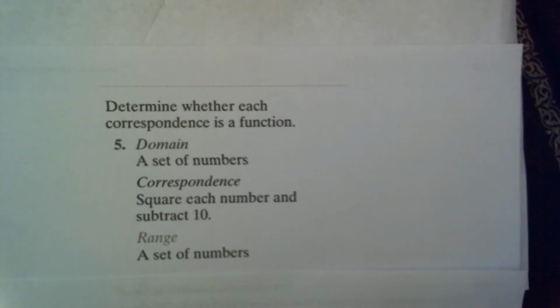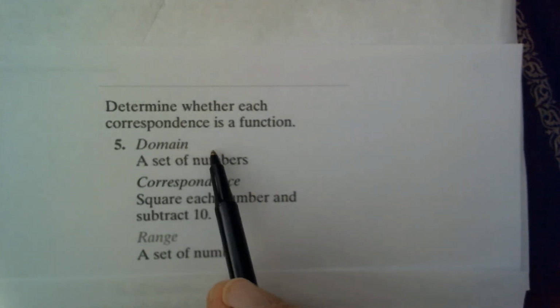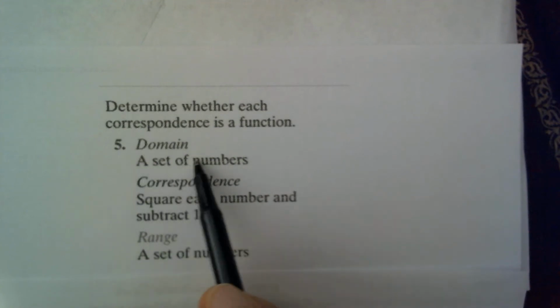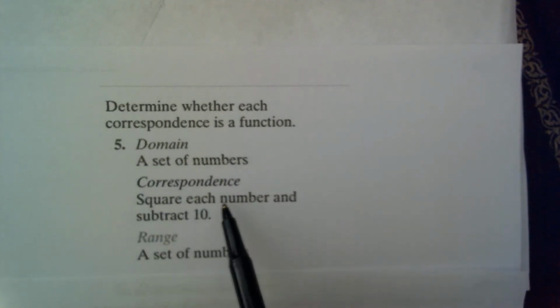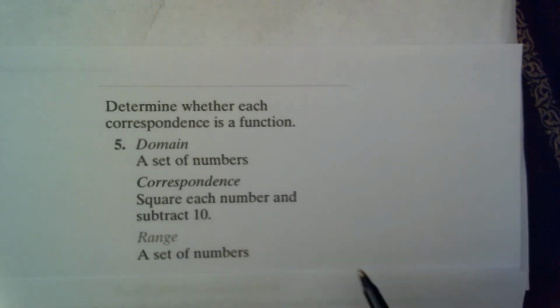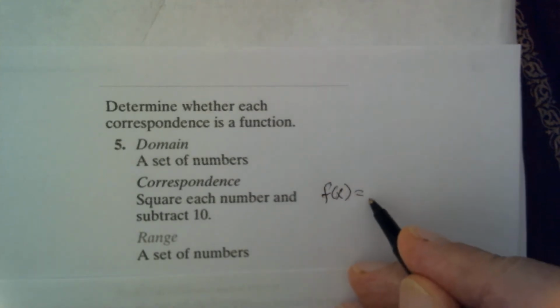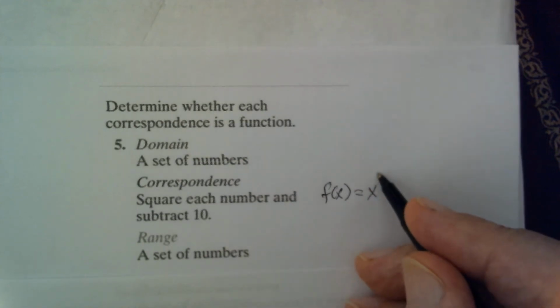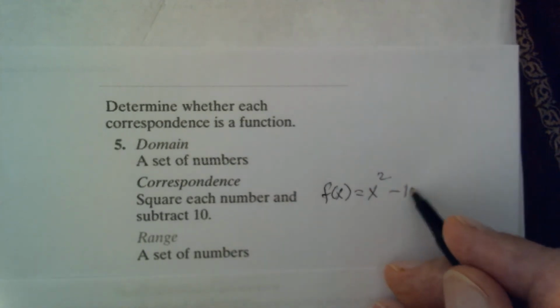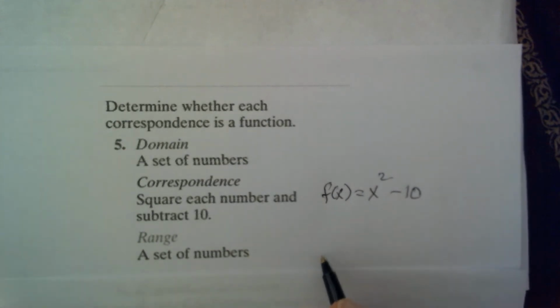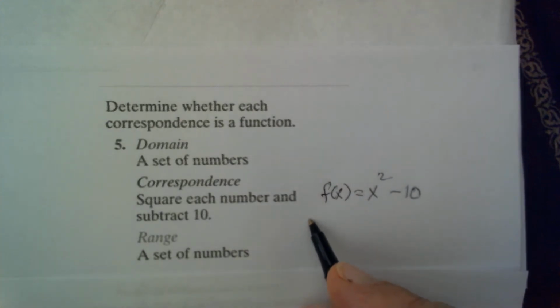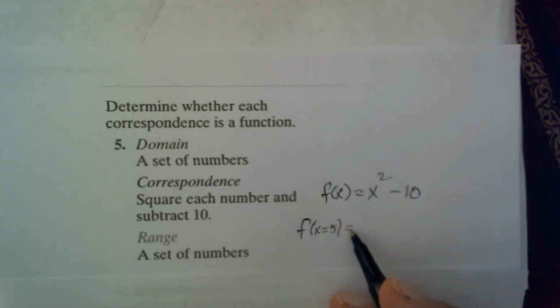Exercise 5 asks us to determine whether each corresponds as a function. So here's the domain, the set of numbers. The correspondence is square each number and subtract 10, and then the range is a set of numbers. So we could write this as f of x equals, we square each number, so x squared, and then subtract 10, minus 10. So if we choose a number like 5, f of 5 is, we replace x with the number 5, so that's f of 5.